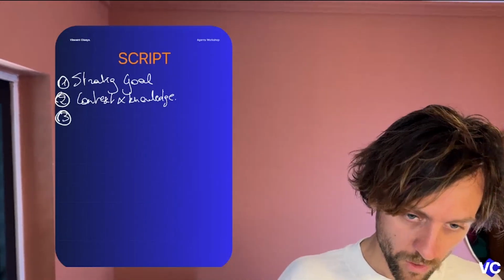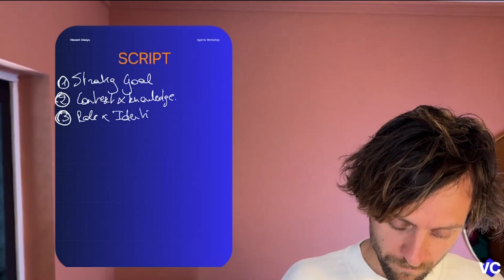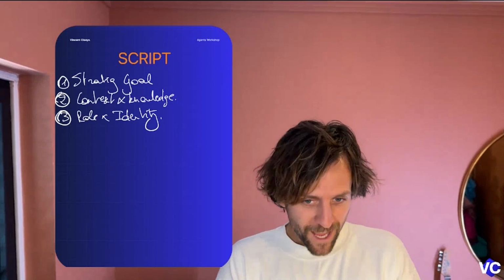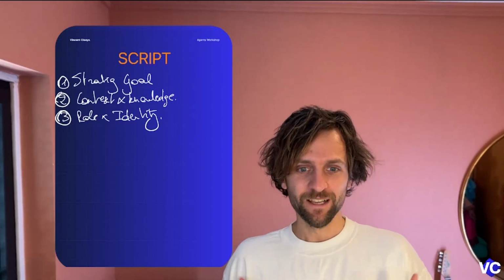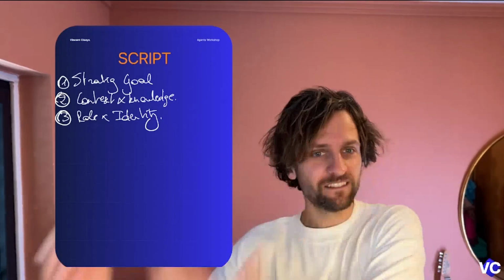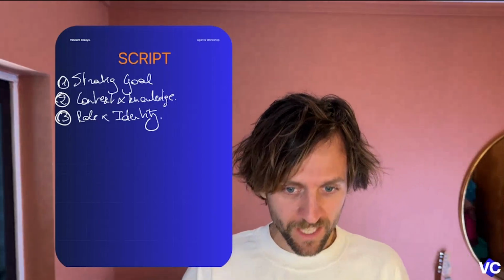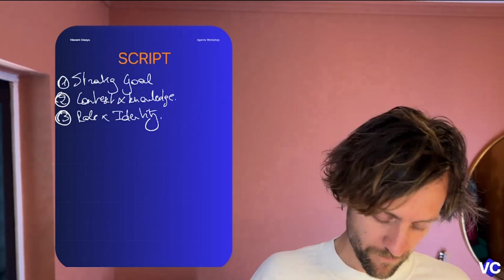Thirdly, your role and identity. What's the agent's name? What's its personality, the authority level? Is it a helpful assistant, or is it an expert in LinkedIn writing or email drafting? That's what you decide or write down in the role and identity part.